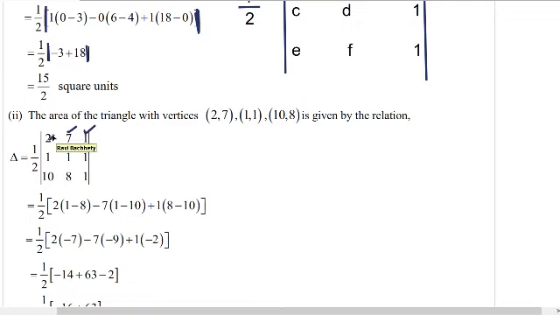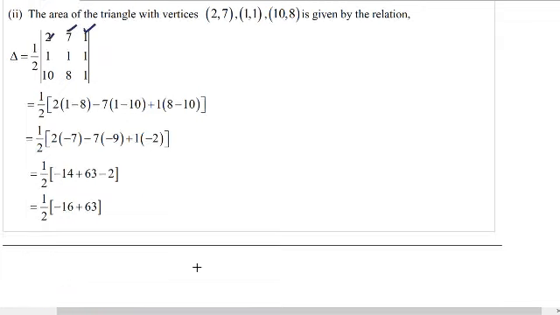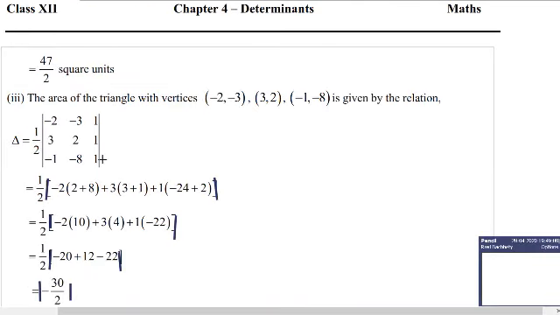Then 2, you hide with column and row, you'll get 1 minus 8, that is minus 7. 7, you hide with column and row, you'll get 1, 1, 10, 1, which when solved will give 1 minus 10, that is minus 9, and then hiding this one also we'll get 8 minus 10, that is minus 2. On calculating you'll get your final answer. Not a big deal at all. It is 47. Yes, 47 by 2.